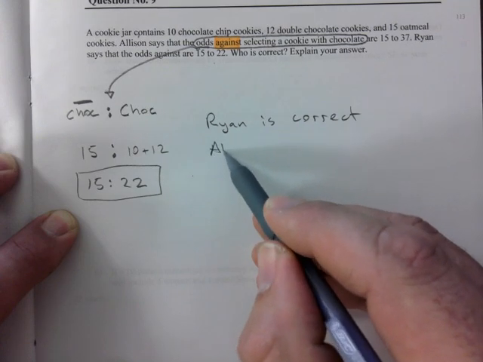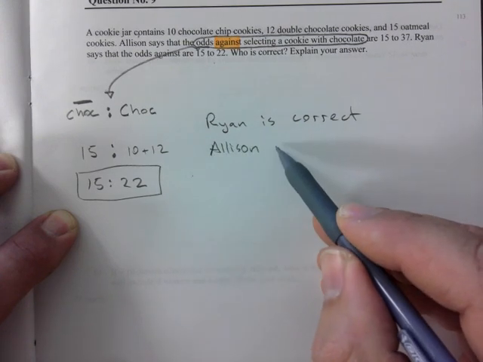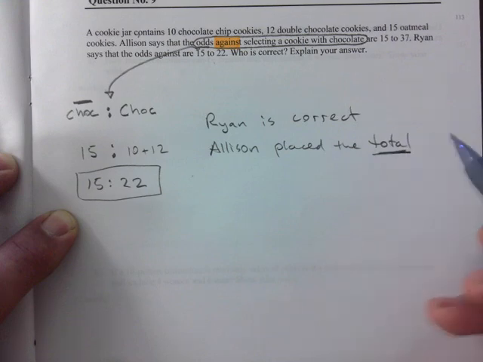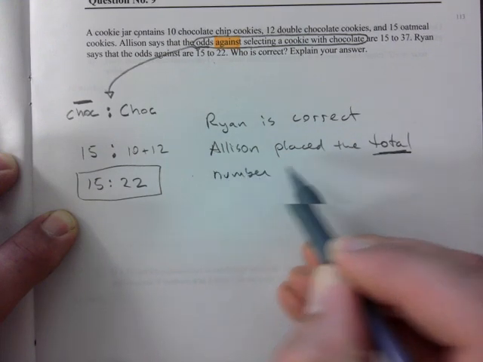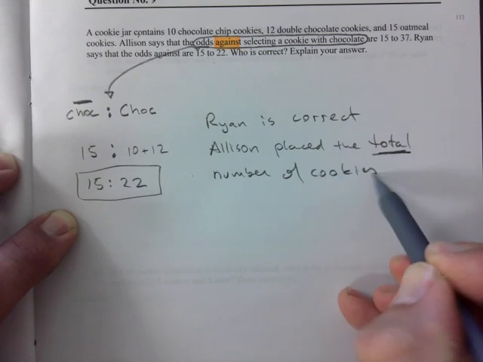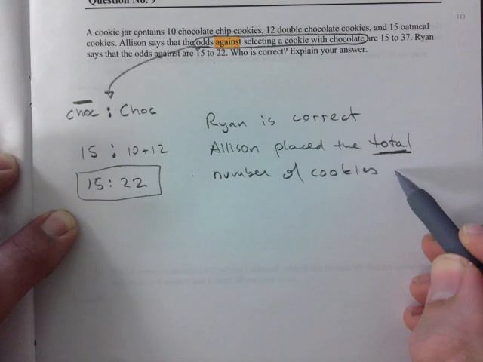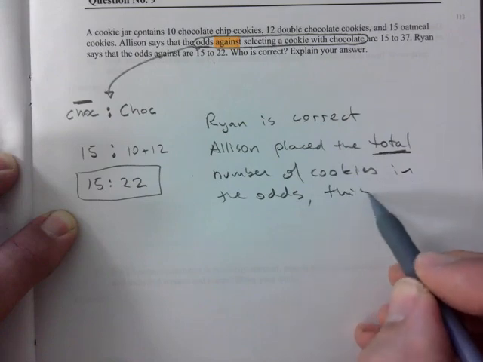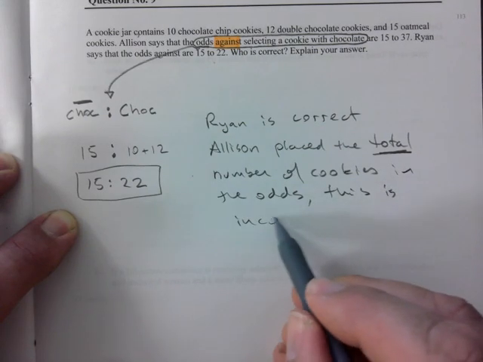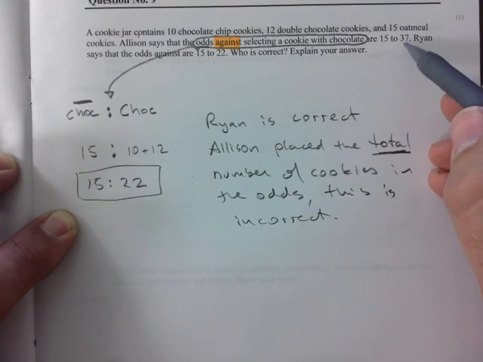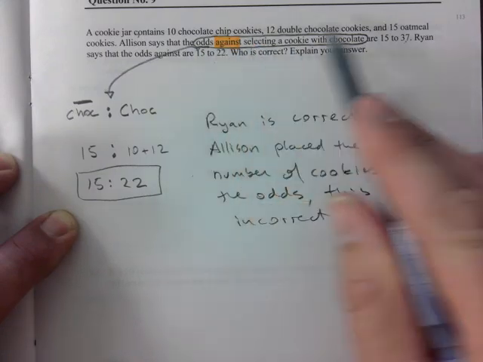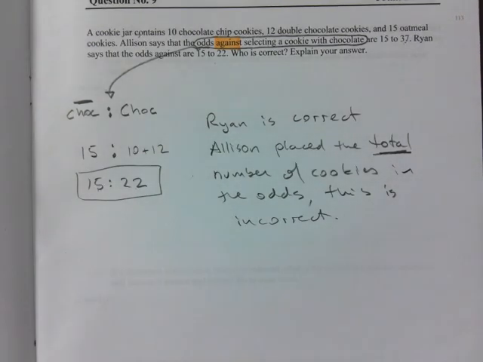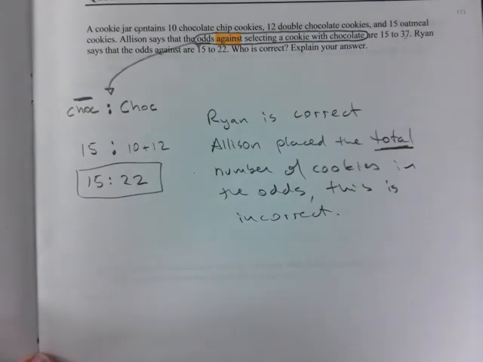If you want to take this further, Allison placed the total number of cookies in the odds. This is incorrect. She put 37 here because if you add everything up, if you add these two up, it is 37. So 15 to 37, that's not correct. So that's highlighting the mistake that she made. Keep going.